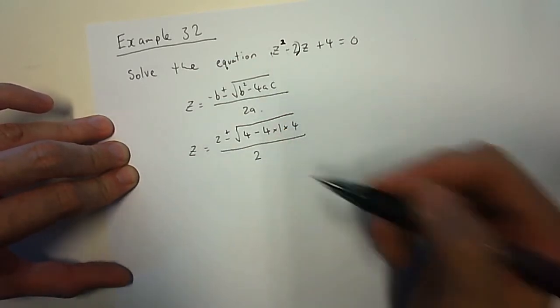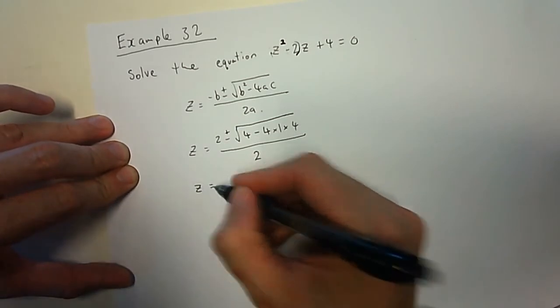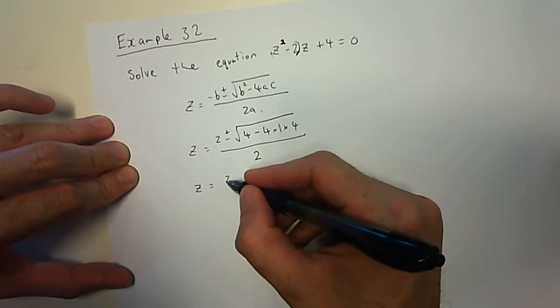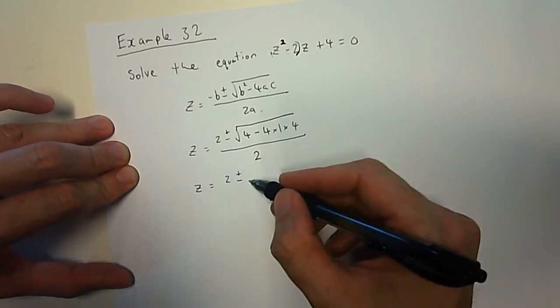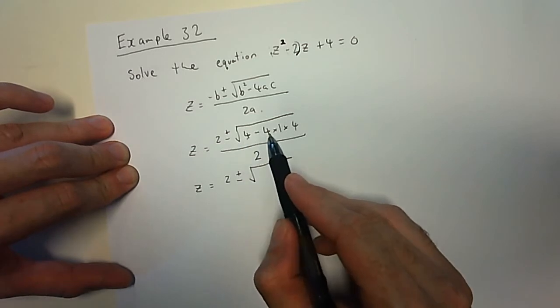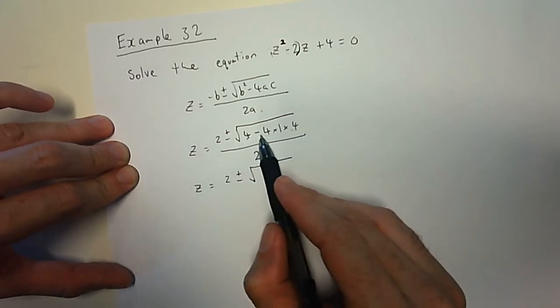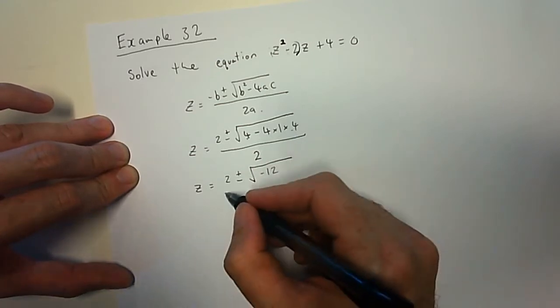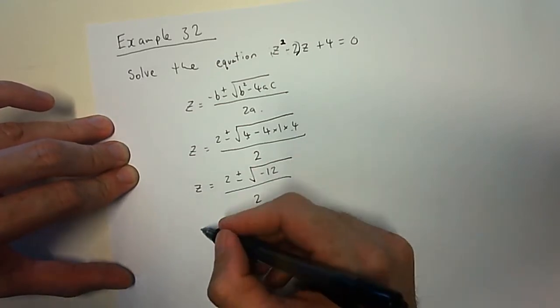Okay, so 2. Now let's just simplify what's occurring in this surd, and we'll have 2 plus or minus the square root of, and I've got 4 take away 4 times 4, which is 16. So 4 take away 16 gives me negative 12. Okay, we can continue to solve this.